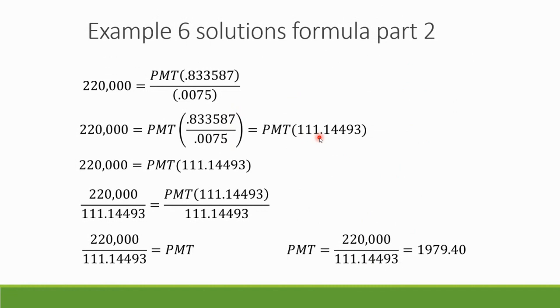Okay? And then what do you do next? Divide, because you want PMT, that's our unknown. When you divide, right, this is what you get, $1,979.40. That's what we get here. Okay, and of course you could solve this using the TVM solver. Before I get to that, are there any questions about this?